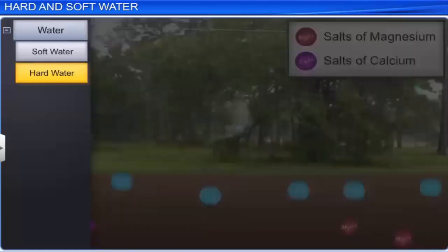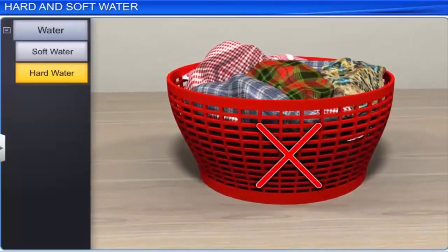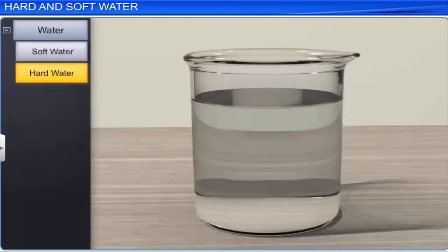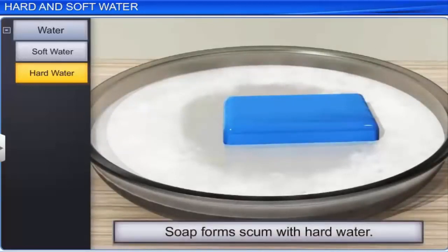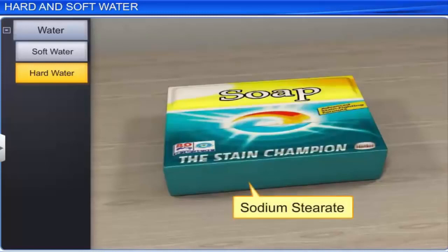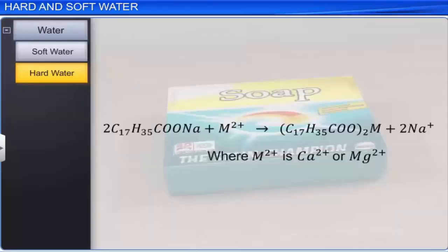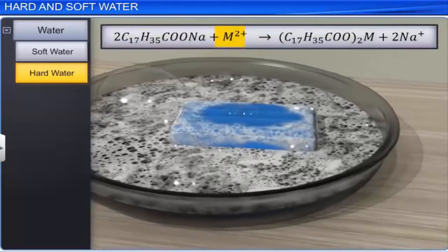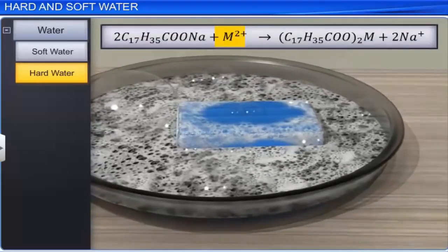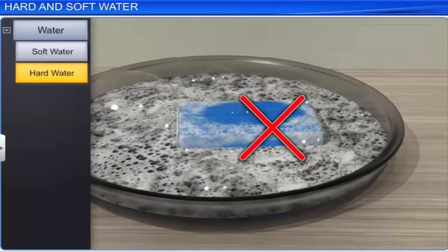Let's see why hard water cannot be used for laundry. Hard water contains calcium and magnesium cations, which react with soap to form scum or precipitate of calcium and magnesium salts of fatty acids. Laundry soap contains sodium stearate. When sodium stearate reacts with the calcium and magnesium salts, it forms calcium and magnesium stearate precipitate. Until all the calcium and magnesium ions are precipitated, lather is not produced. This is why hard water is unsuitable for laundry.